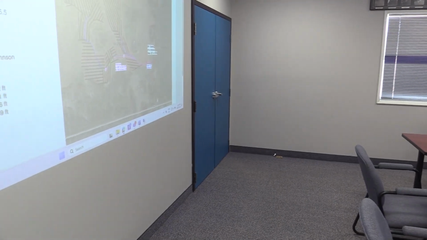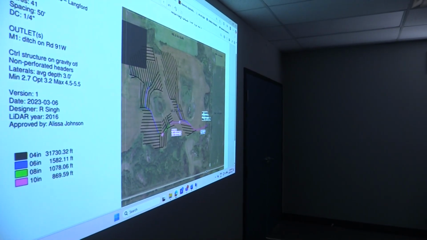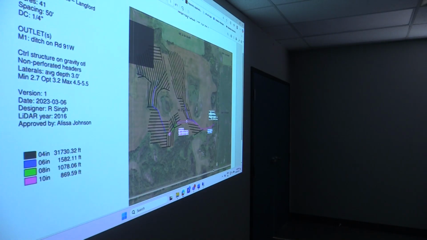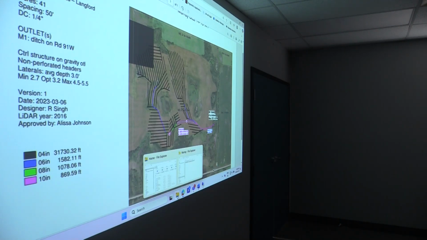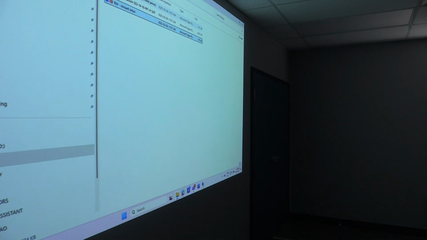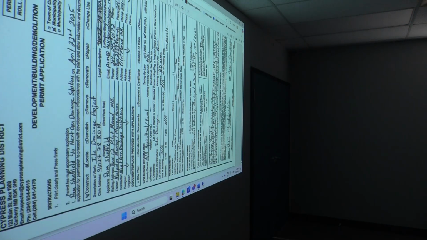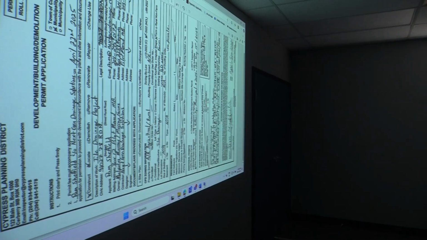Let's see if we can read the lights. M1 ditch on Road 91. Looks like it stops before the road allowance. Well, it'd be right up to 99 feet. I don't know if a lot of these are happening now with the retention pond at the outlet area too. So this is just groundwater, right? Or surface water? Well, it's tiling. Tiling. Oh, okay.